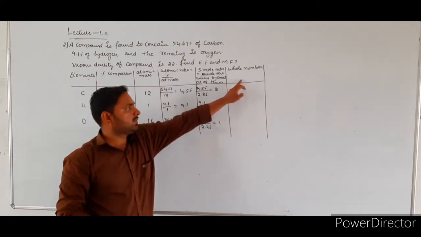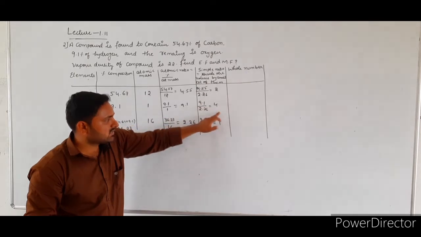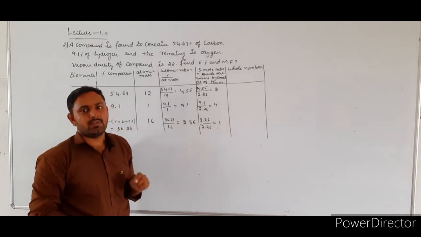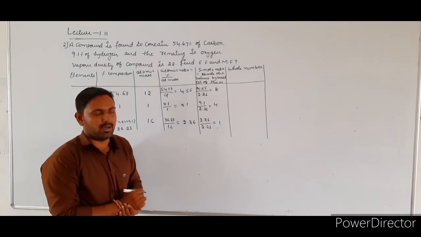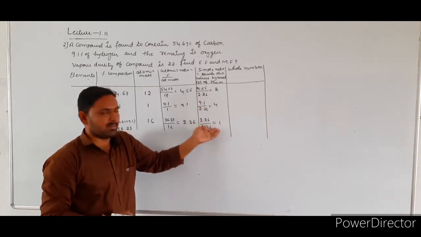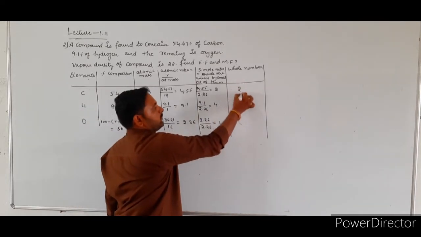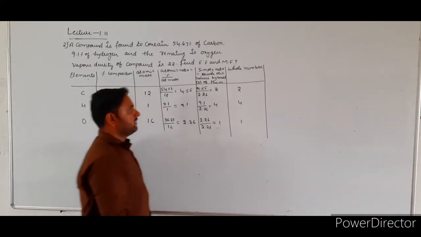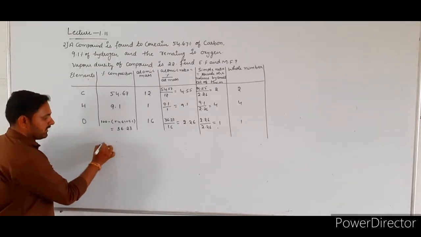Now you write whole numbers. These numbers are whole numbers. If these numbers are in fractions, then you have to round up the number or multiply with a suitable number. These numbers are already whole numbers. Write in the whole number column: 2, 4, 1. Okay, now you write the empirical formula.